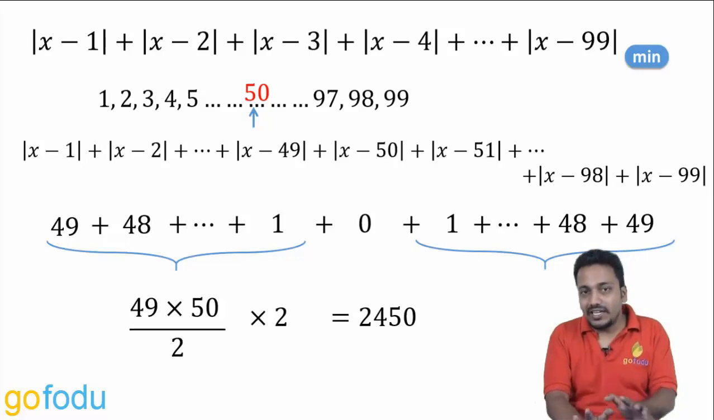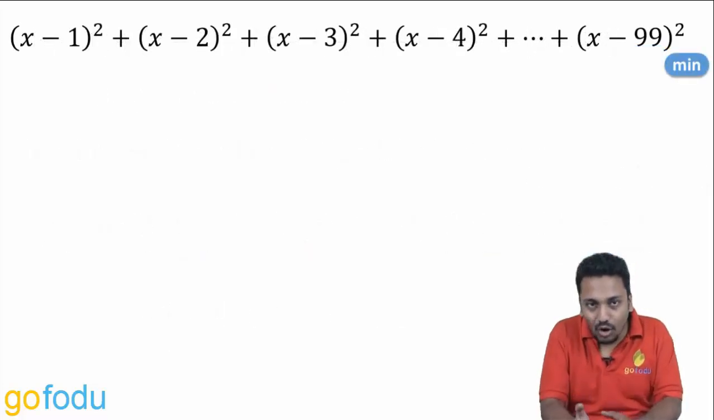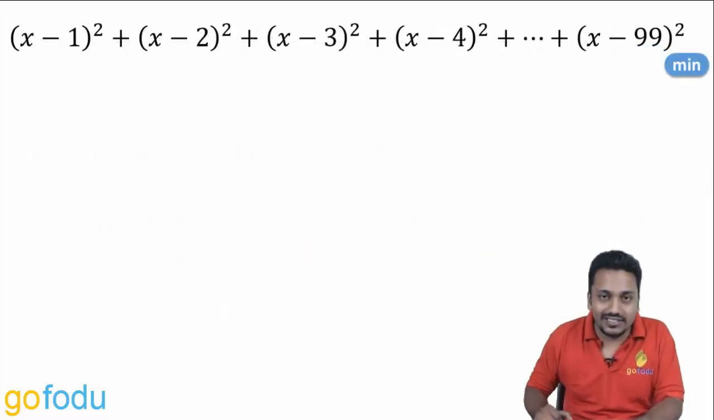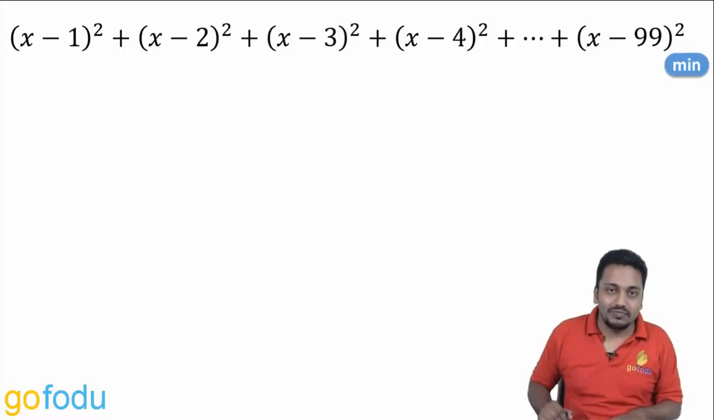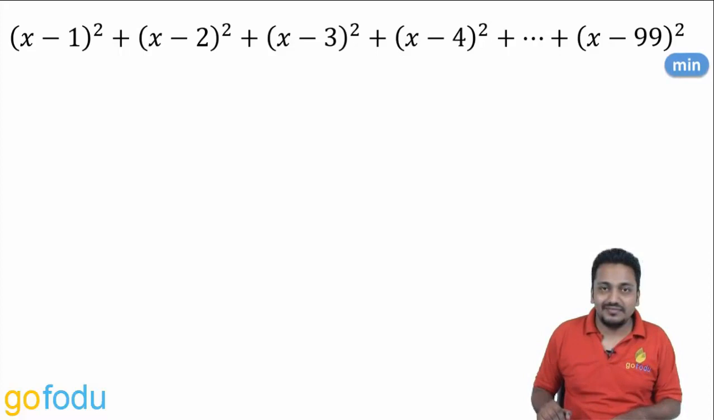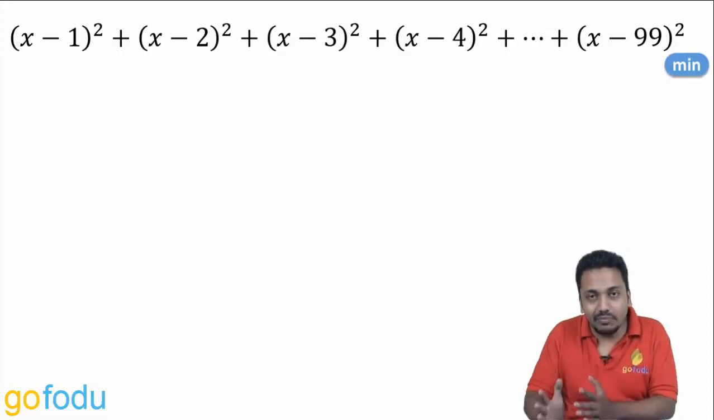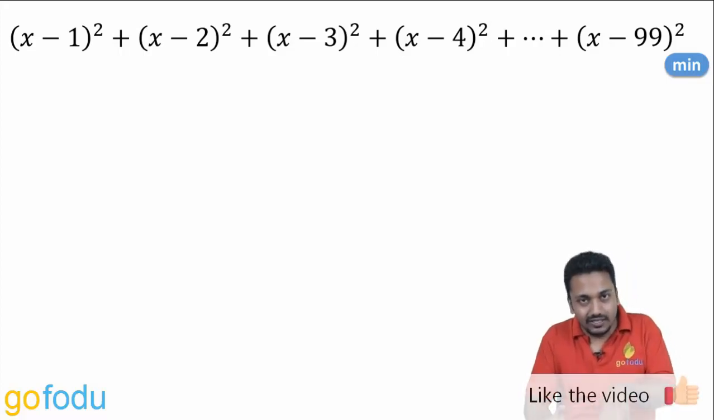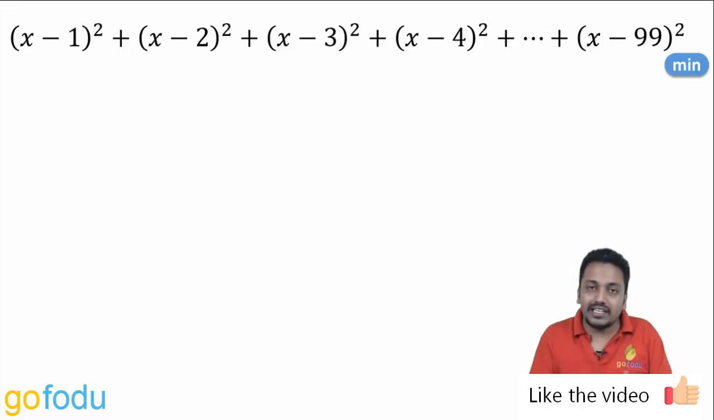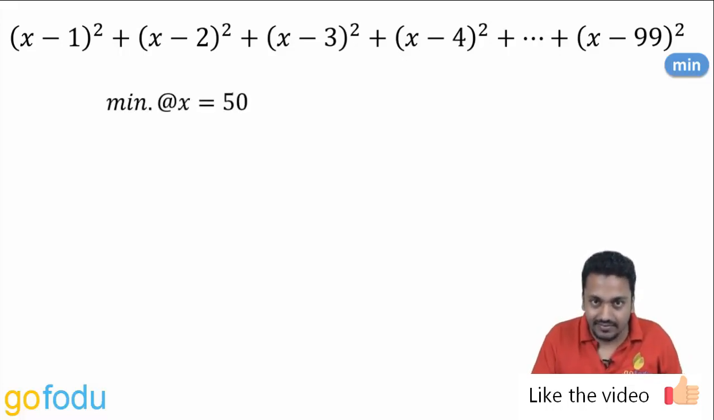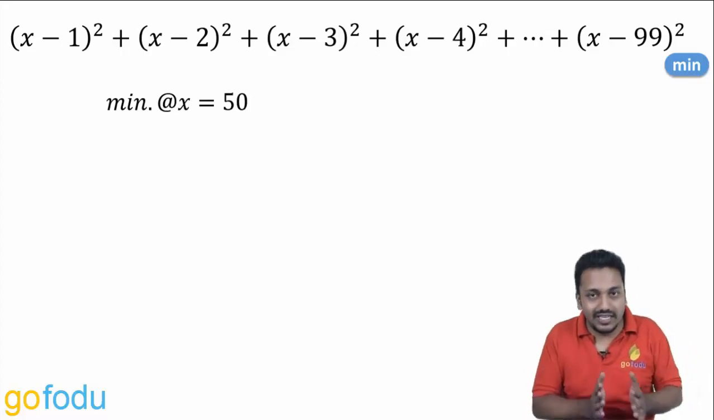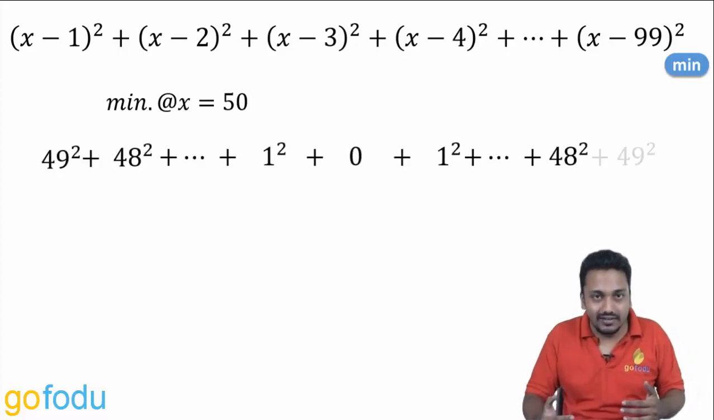What if I change the pattern and instead of mod, if I take squares? What would be the minimum value of this expression now? Well, the logic will still be the same. Just like modulus, these individual terms in this case, they also cannot be negative. So the minimum here will also come at x is equal to 50. And values obtained will also be the same, but with a square sign, right?